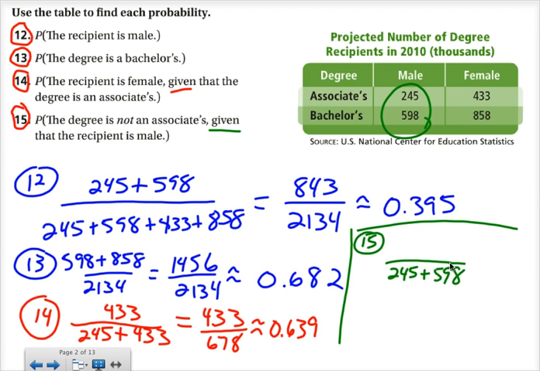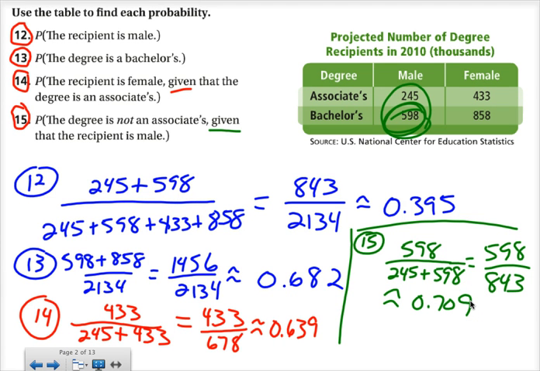Now just out of that group, we want to talk about the degree that's not an associate's degree. Well, in this table, if it's not an associate's degree, it's a bachelor's. So here's the bachelor's degree right there. So this will be 598 divided by 843, and that will be approximately 0.709.